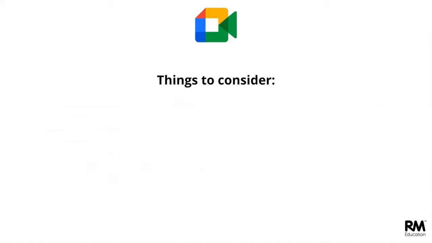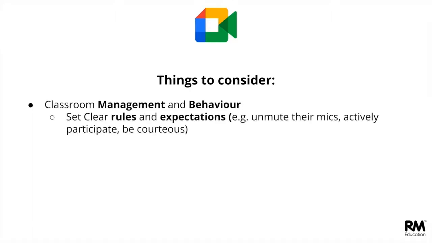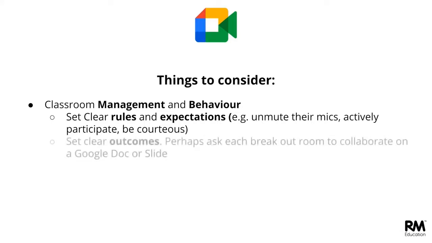There are obviously things to consider when you're moving students out of your main Google Meet into these breakout spaces. Primarily, you need to think about classroom management and behaviour. I recommend that you set clear rules and expectations for the students in the breakout rooms. This could be to make sure they unmute their microphones, to actively participate within the group, to be courteous and respectful to everybody else within that group. I also suggest you set clear outcomes, clear expectations of what you want each breakout room to achieve in the time that you give them. And I suggest that you perhaps ask the students in each breakout room to collaborate on their own Google Doc or Google Slide, so there's a tangible output from that meeting.